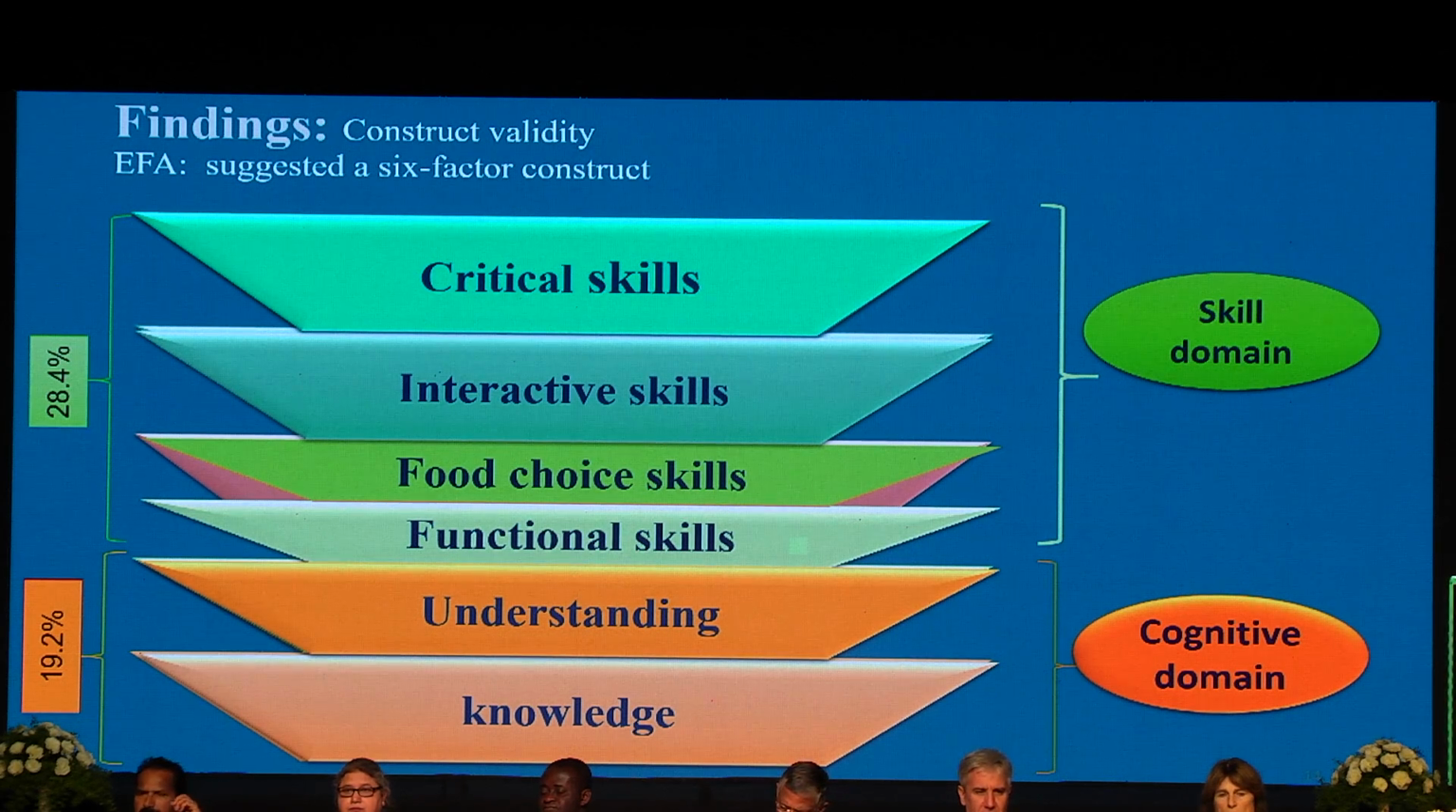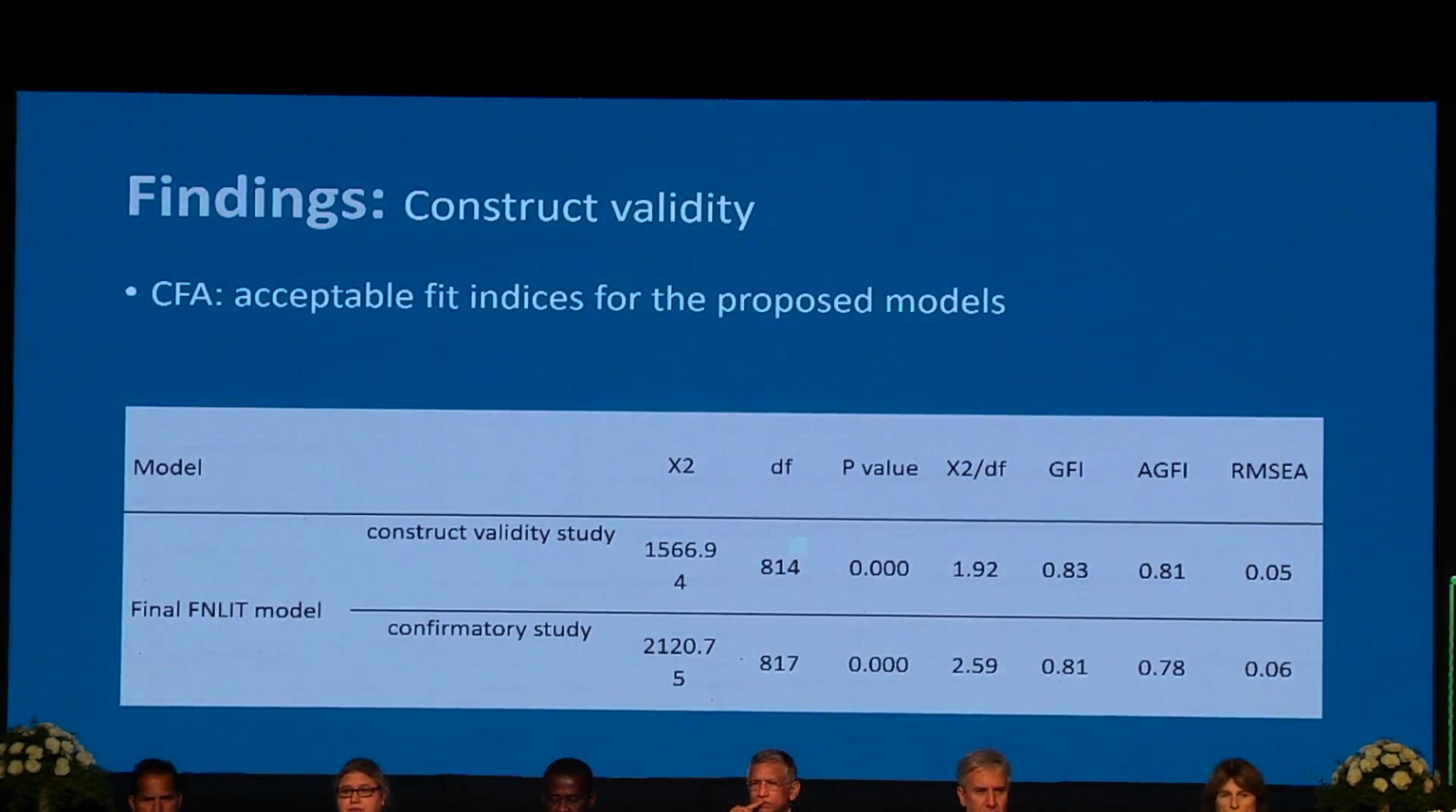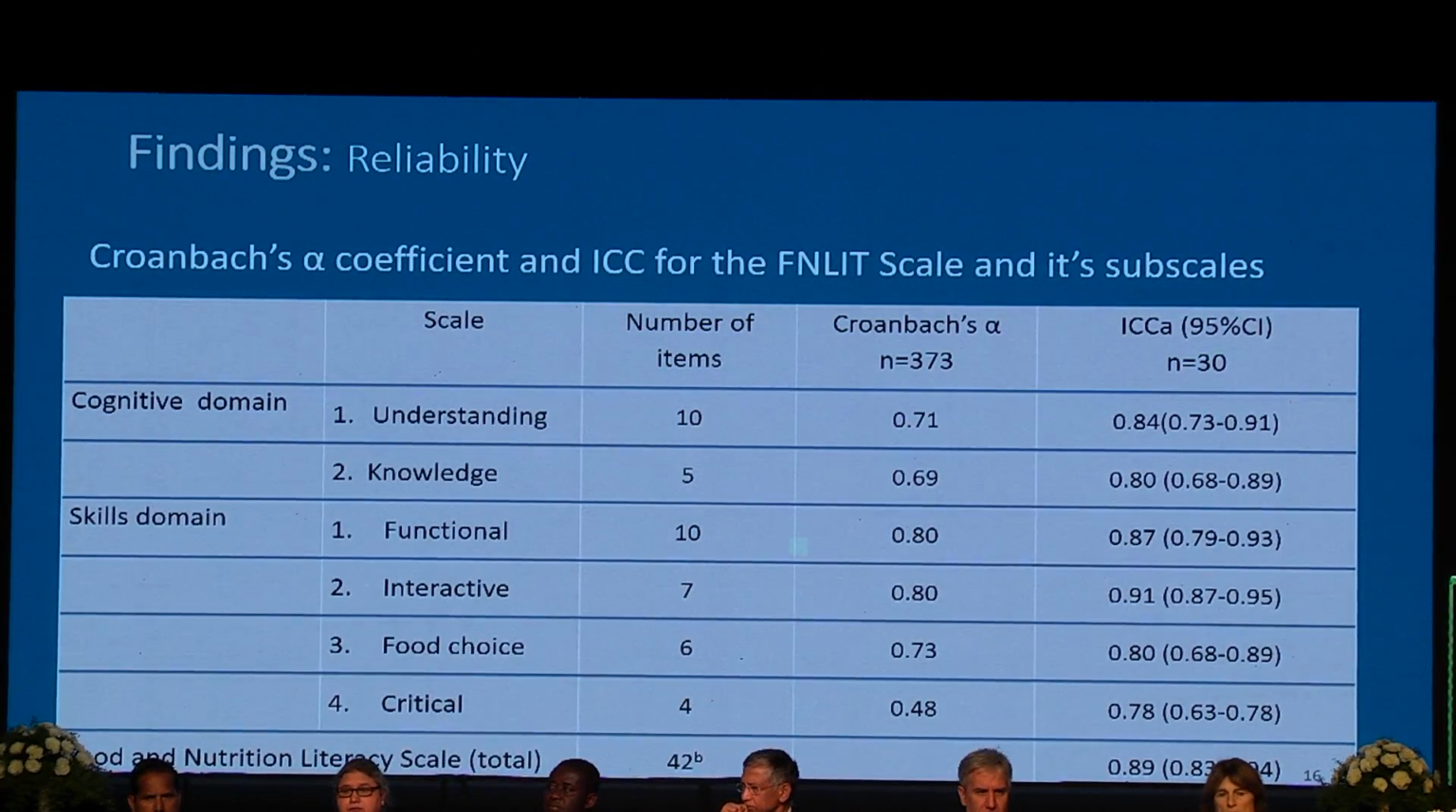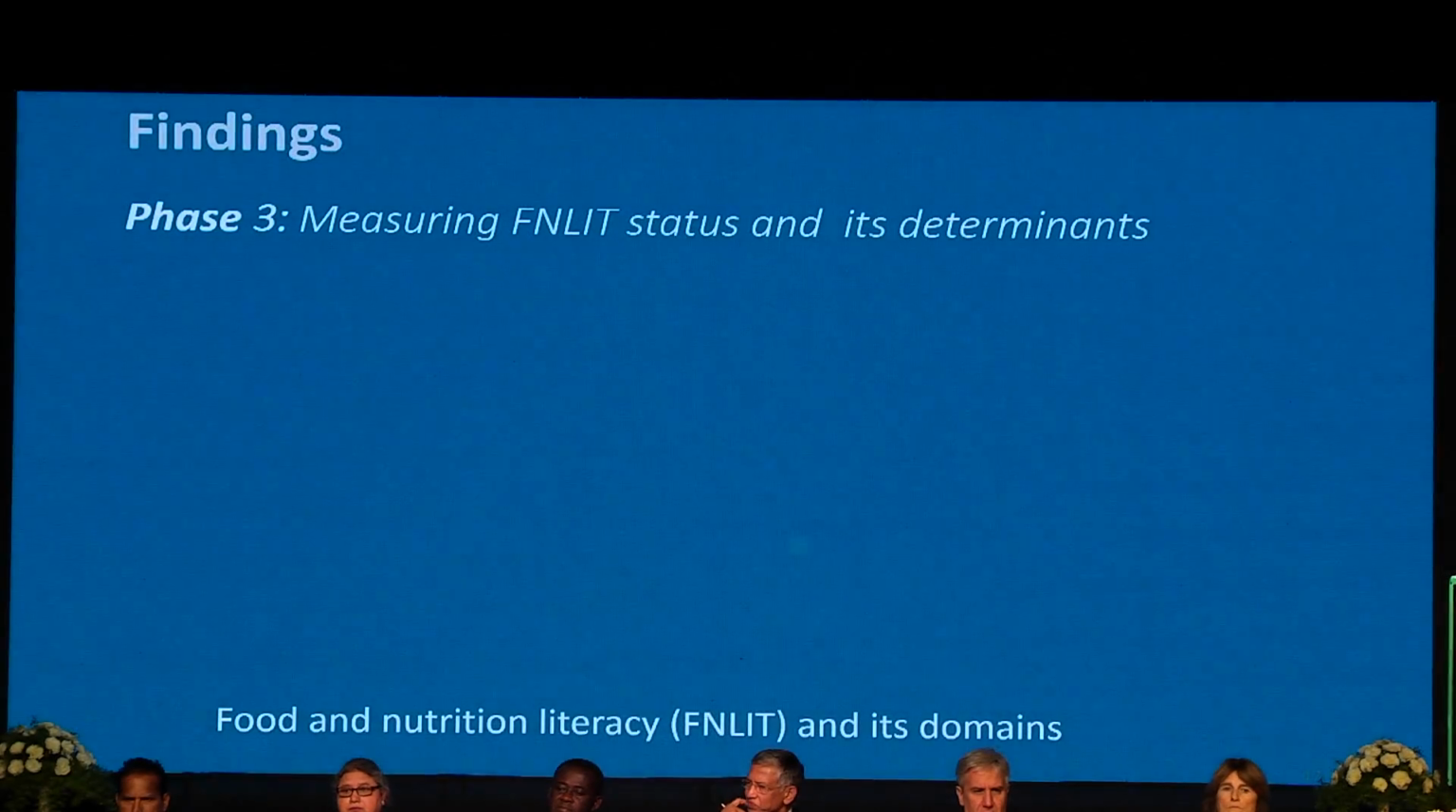The construct could define more than 50% of the variance, of which more than 2/3 was defined by the skill domain. Confirmatory factor analysis approved that the model has acceptable fit indices and could be used and applied with more confidence. Also, Cronbach's alpha and ICC approved that the scale is reliable in different applications.